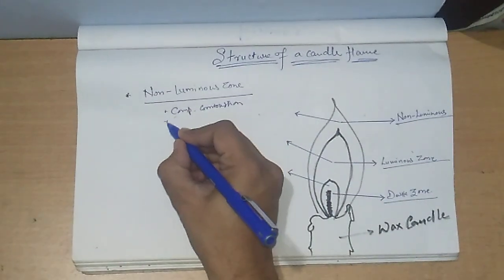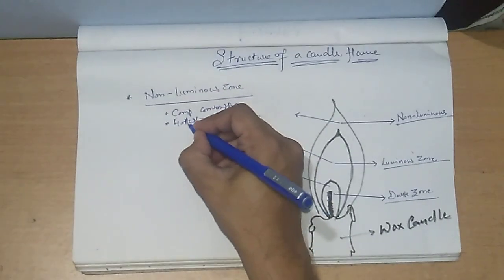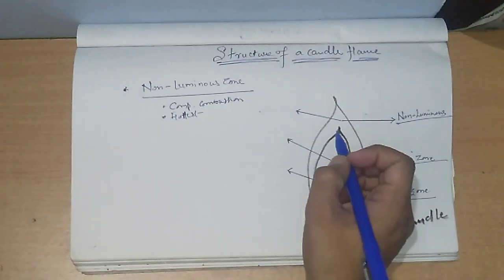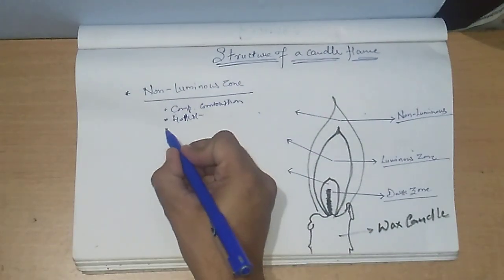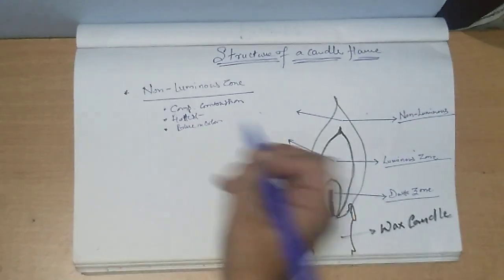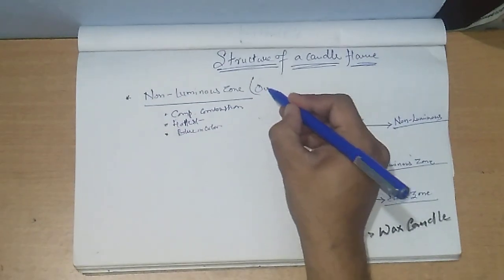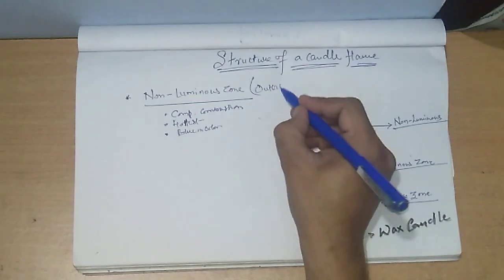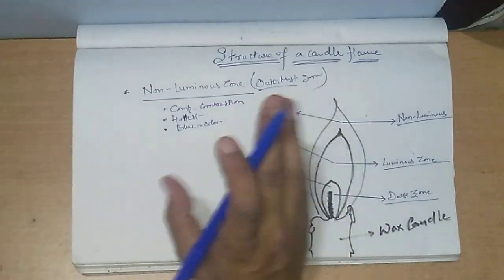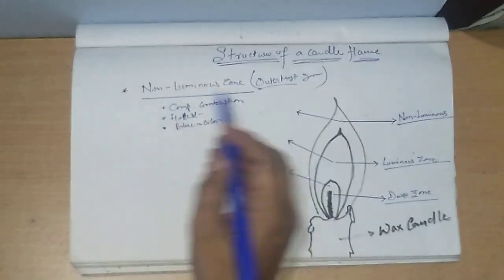Number two, it is the hottest part. As complete combustion is happening, it is the most efficient part of the flame, which means it is the hottest part. And number three, the most important thing is that it is blue in color. Basically, outermost zone is not a technical or scientific term. The scientific term for the outermost part of the flame is the non-luminous zone.